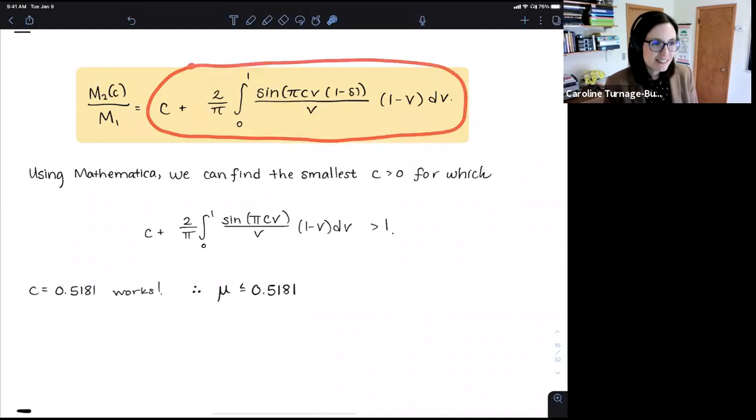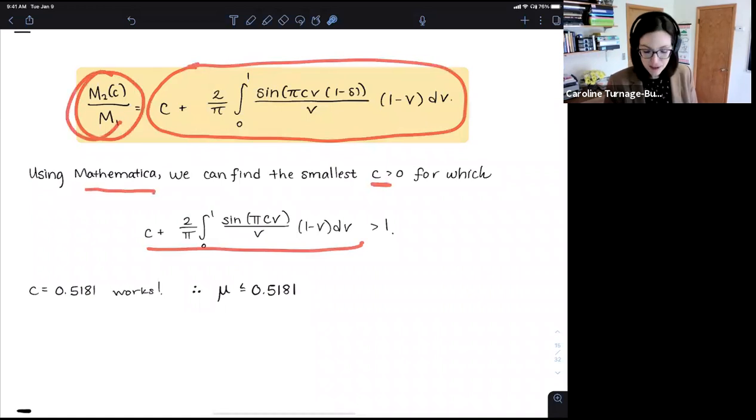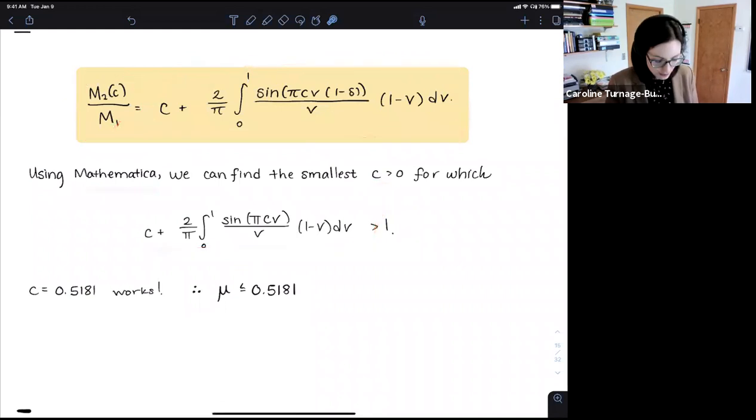And earlier I said with these problems, you kind of hold your breath. So what you do is you work out the mean values with your choice of polynomial. And then you go to Mathematica and you say, what's the smallest number C I can find that forces this ratio to be bigger than 1? That's what I'm trying to get to win. And in this little toy example, 0.5181 works. So that automatically gives me an upper bound on mu.